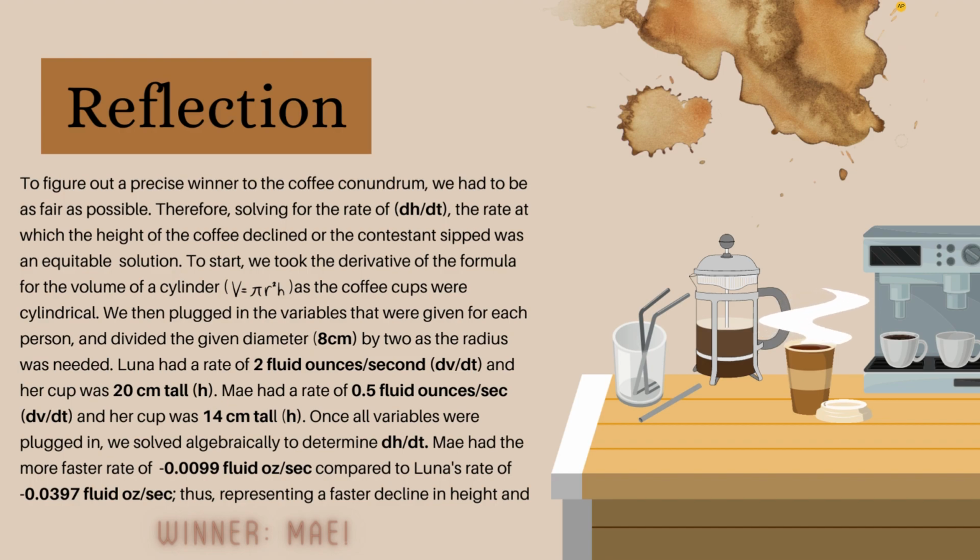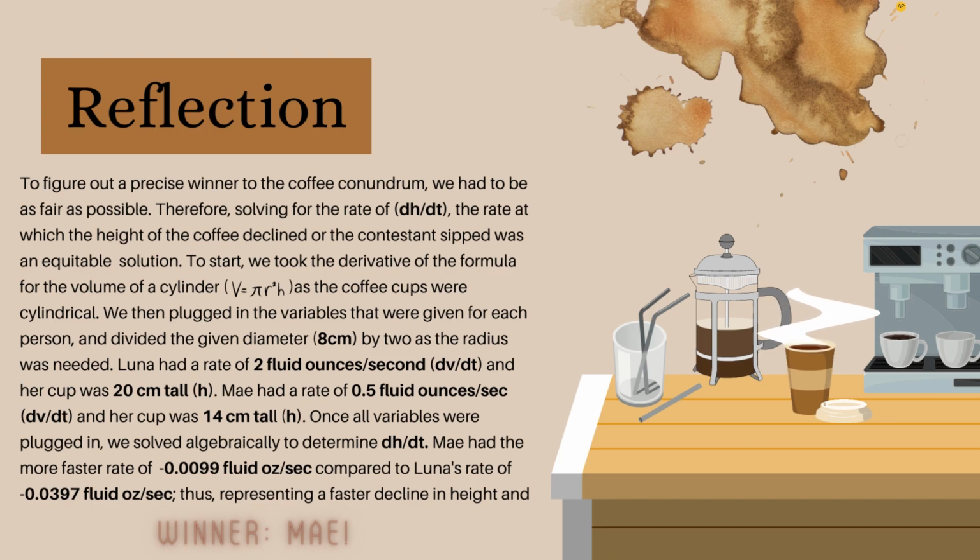Luna had a rate of 2 fluid ounces per second, which was her dv/dt, and her cup was 20 centimeters tall, which was the height. May had a rate of 0.5 fluid ounces per second, which was dv/dt, and her cup was 14 centimeters tall, which was also the height. Once all variables were plugged in, we solved algebraically to determine dh/dt.